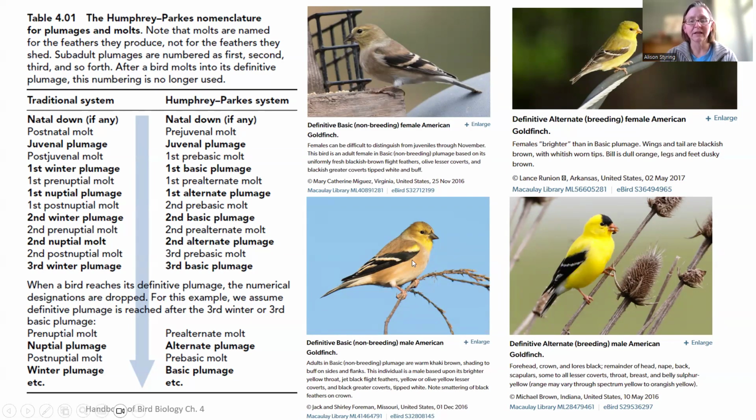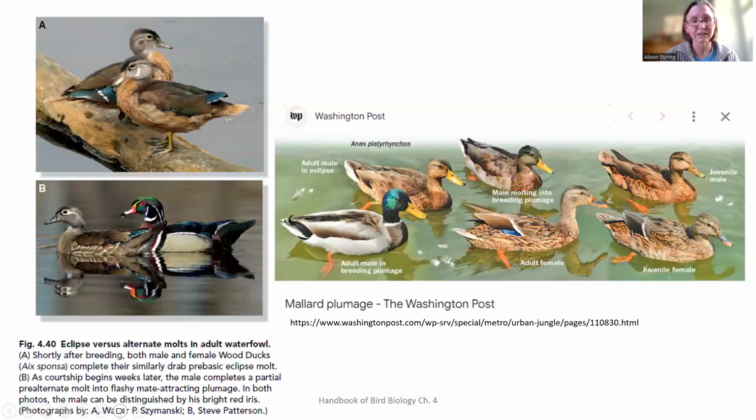This is a female and this is a male. And this is the basic plumage that they would molt into in the fall and keep throughout the winter. And then this is the alternate plumage for female and male that they molt into in the spring. Here's just another example of birds that have basic and alternate molts where they're changing into more and less showy plumages.